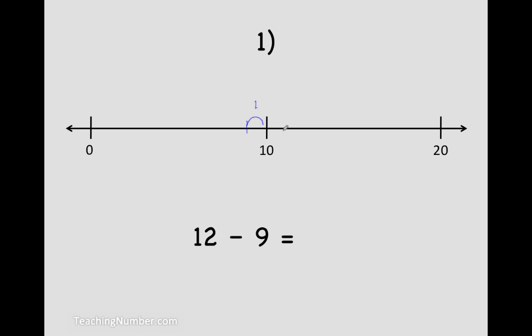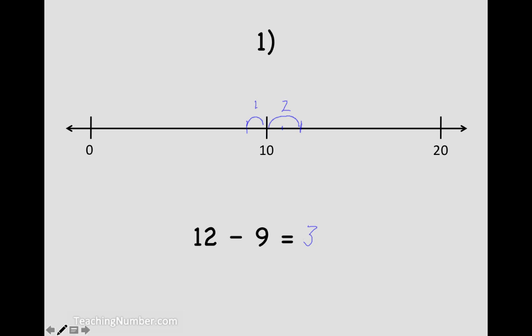So if that's 1 bigger, that would be 11. And 2 bigger, I don't know if that's quite big enough. Let's go a little bit further. 2 bigger would be 12. So let's put 12 right here. And the distance from 10 to 12 equals 2. So the distance from 9 to 12 equals 1 plus 2, which is 3. So we've modeled 12 minus 9 on an open number line.